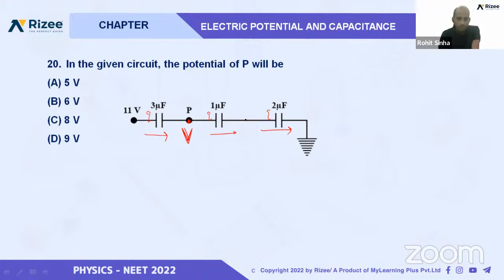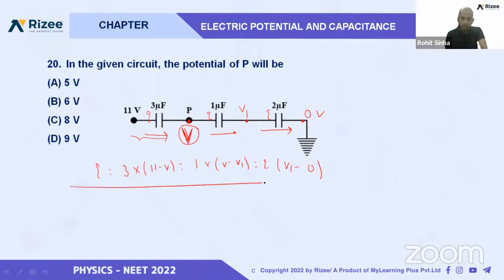You do not know the potential here, but we know the potential here is 0. Let us assume this potential as V1, and you have to find this potential V. You can write the expression: Q is equal to 3 into (11 minus V), is equal to 1 into (V minus V1), is equal to 2 into (V1 minus 0). Solve this equation and you will get the value of V, and V will be your answer.